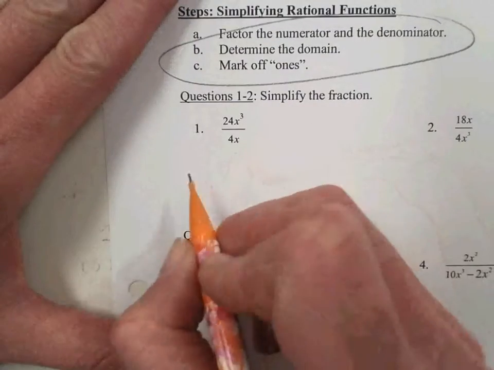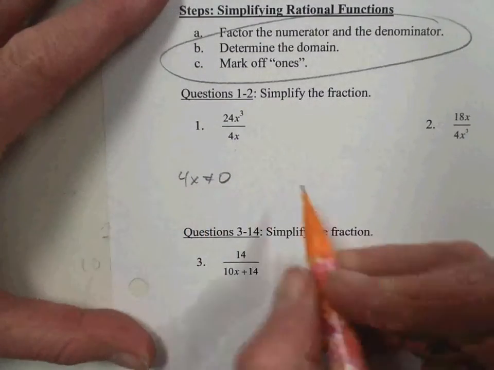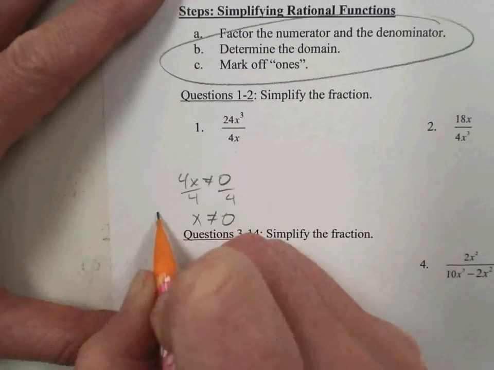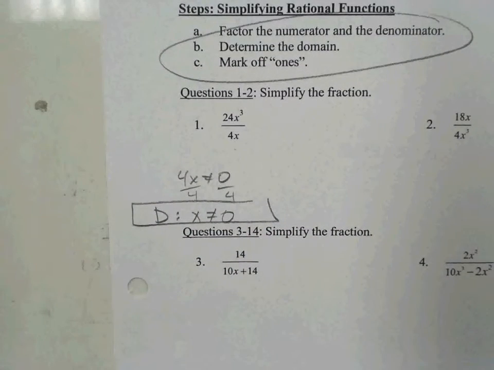So we're going to just go, okay, 4x can't be 0. We're just simplifying. Therefore, x cannot be 0. That is the domain of this rational function. So that's the first thing.